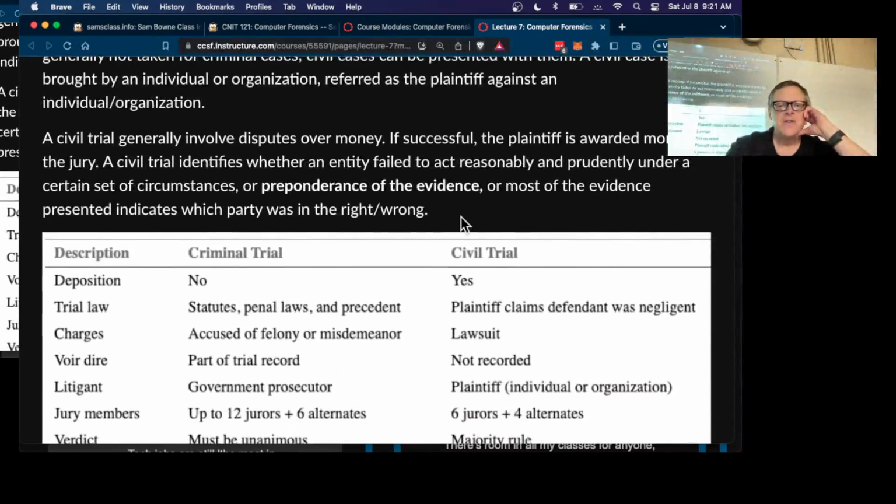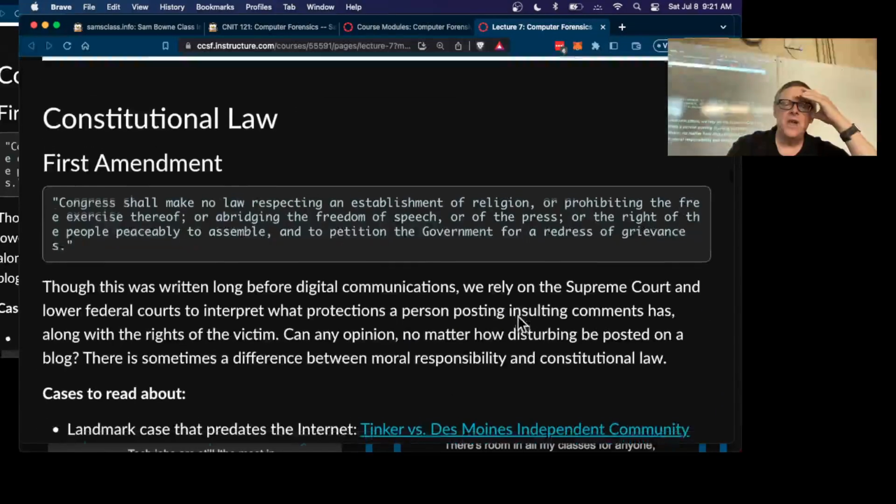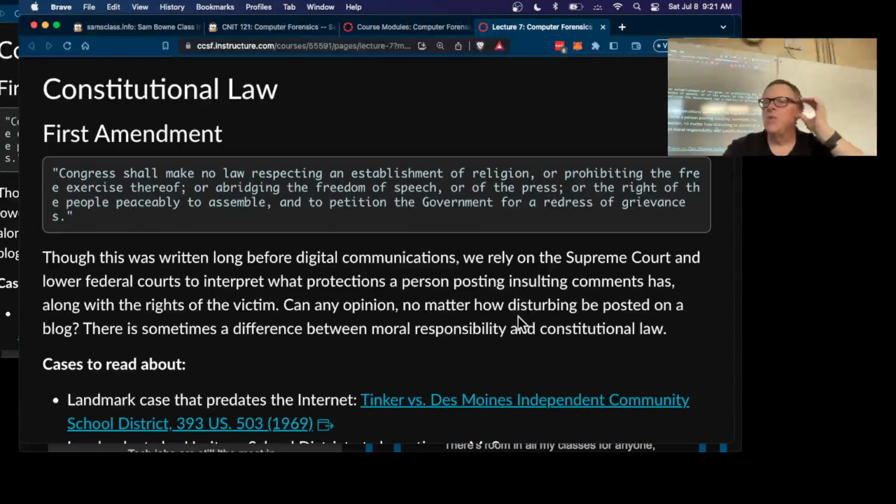Anyway, so a civil trial is disputes over money, and so you go. All right. Then there's constitutional law, which is widely misunderstood in the modern world. Constitutional law is the amendments which limit what the federal government can do.